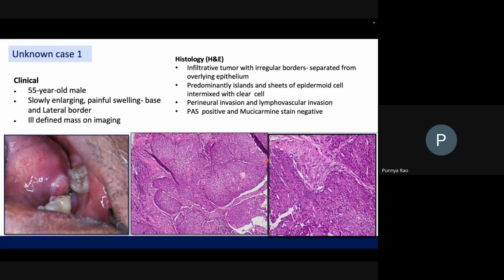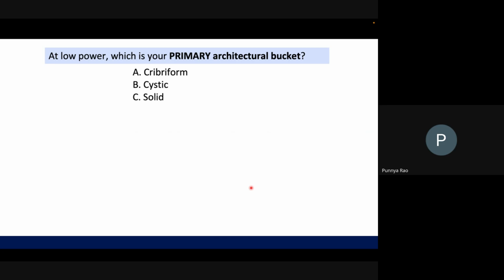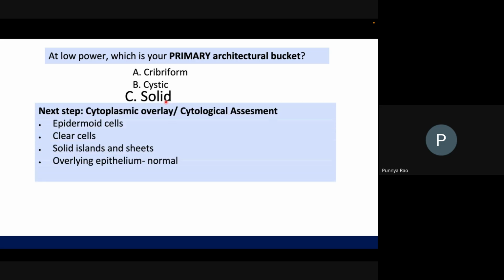Okay, so as per the diagnostic framework, which primary architectural bucket will I be putting it into? It's definitely not cribriform, not cystic, it is solid. So then I go for evaluation of the cells. I have seen epidermoid cells. I saw clear cells. They were arranged in islands and sheets. There was some eosinophilic material being secreted. There were no obvious duct-like structures, but the overlying epithelium was normal. So it was definitely an epithelial malignancy. So we were thinking more in terms of a salivary gland tumor.